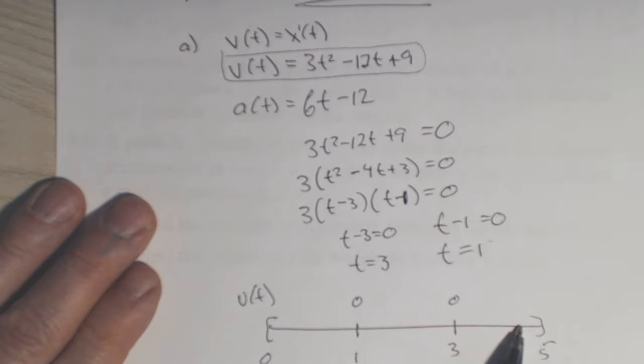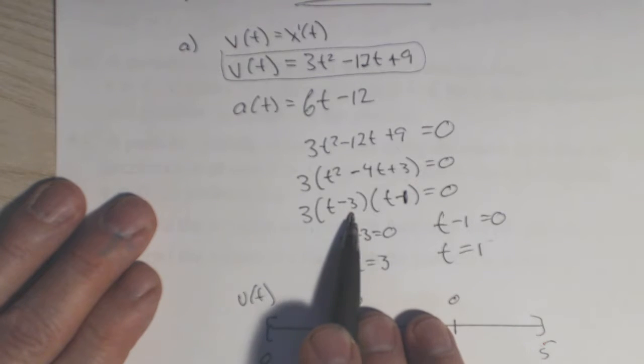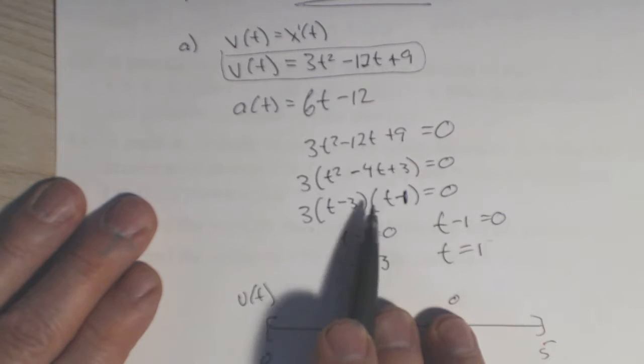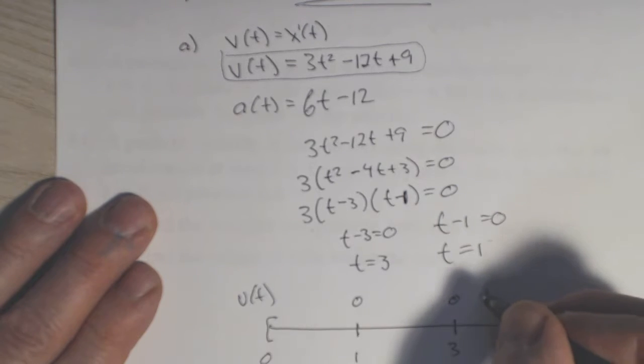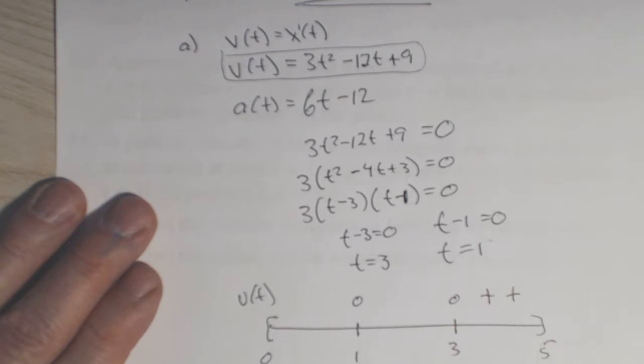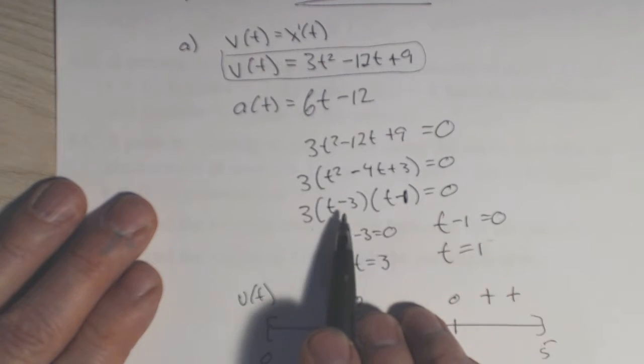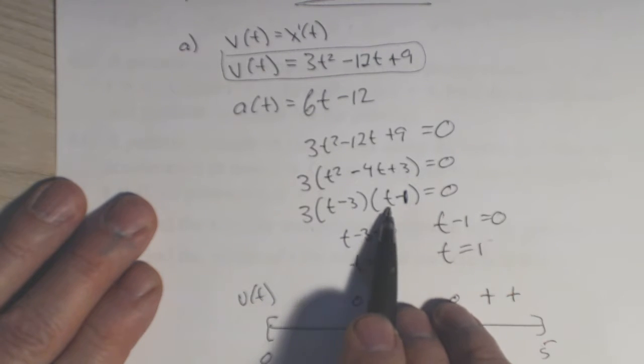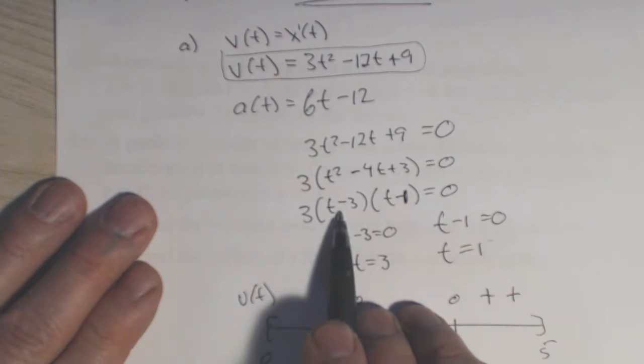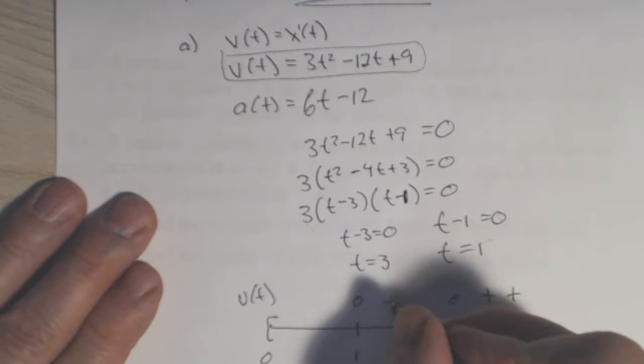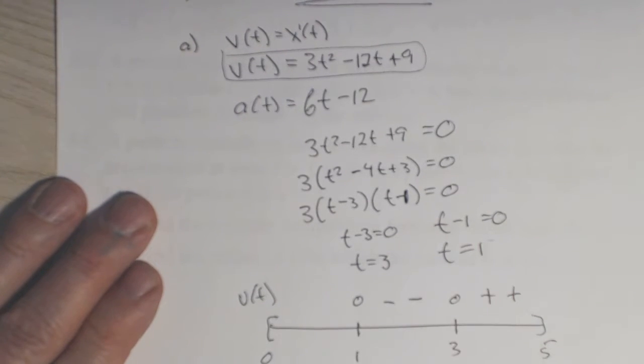If you put a number like 5 in, 5 minus 3 is positive, 5 minus 1 is positive, positive times positive is positive. We know velocity is positive out there. Put in a 2 in between there. So 2 minus 3 is negative, but 2 minus 1 is positive. A negative times a positive is negative. So we know velocity is negative in there.